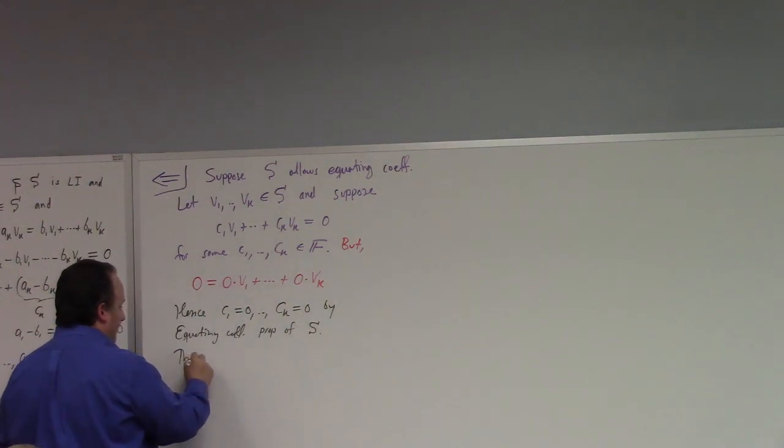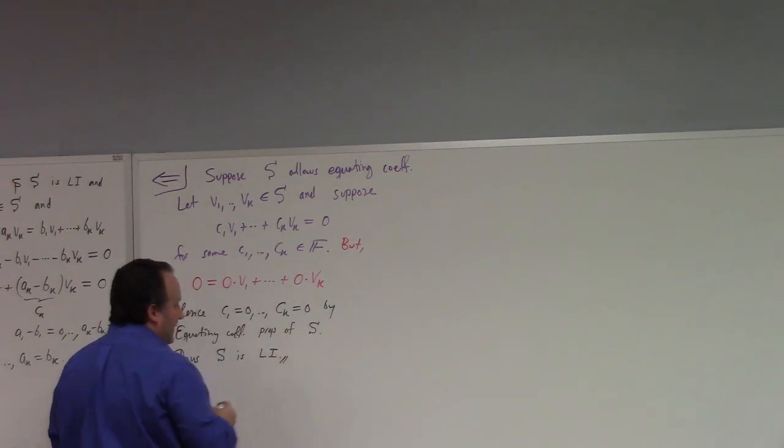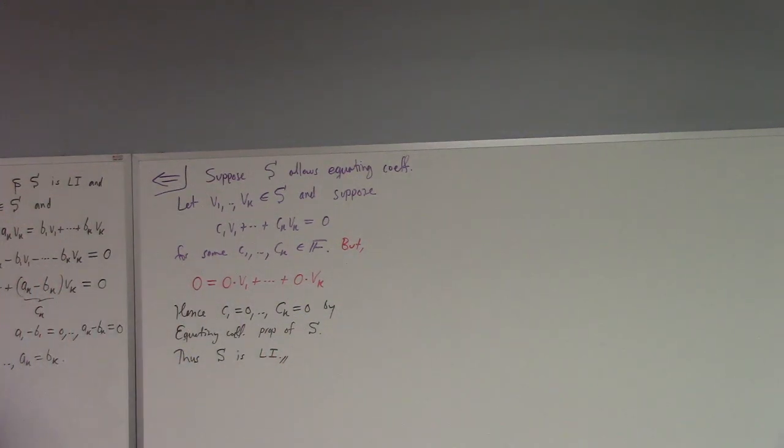Thus, S is linearly independent. By the definition, right? Because if we take a linear combination equal to 0, then it has to be the trivial combination. We wanted to prove that's linear independence, and we have proved that.